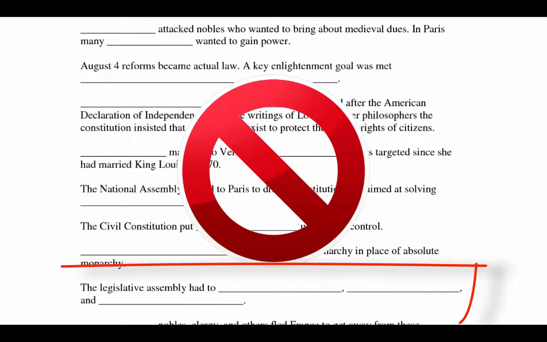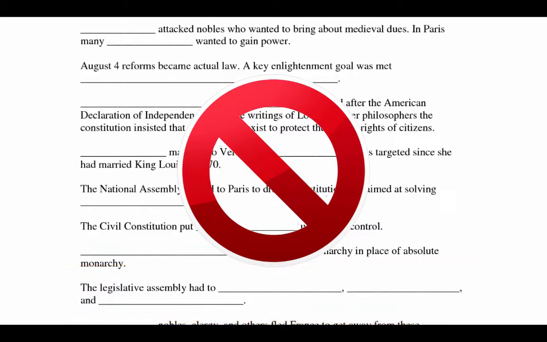I mean, look at the last point of this outline. The Legislative Assembly had to blank, blank, and blank. So while you're lecturing, you say, the Legislative Assembly had to debate, discuss, and pass laws. While you're lecturing, you emphasize the words that go in the blanks, or maybe you write them on the board. Or maybe you have a PowerPoint with those as 3 bullet points. You do this because these are key points that you want the students to remember.